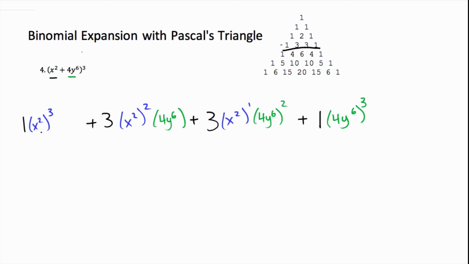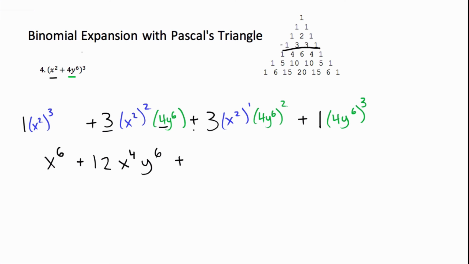So 1 times x squared to the third. When we have exponents like this, that are kind of on top of each other like that, we multiply them. So 2 times 3 is 6, so this will be x to the 6th power. Plus, we have 3 times x squared times 4y to the 6th. So I can see that I'm going to have a 3 and a 4 I need to multiply together as constants. That'll be 12. And then this x squared, 2 times 2 is 4, so it'll be x to the 4th. And then I have y to the 6th.